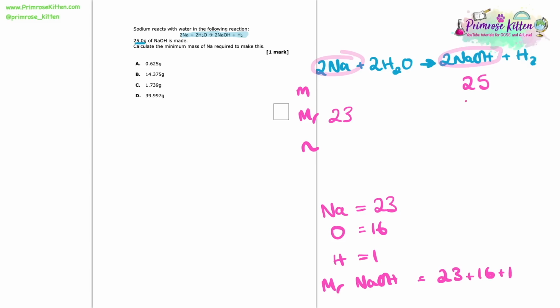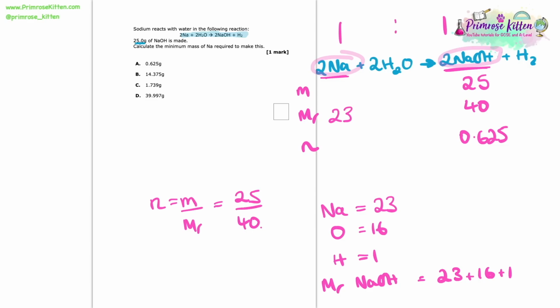That gives us 40. So now we can easily work out the moles of sodium hydroxide simply by saying moles is mass over the MR, and so 25 over 40. And that gives me an answer of 0.625. So now that I have the moles of sodium hydroxide, I can compare to the sodium in the equation, and I can see that that's a 2 to 2 or a 1 to 1 ratio between them. So that means that I have 0.625 moles of the sodium there, the same amount of moles as I had of sodium hydroxide.